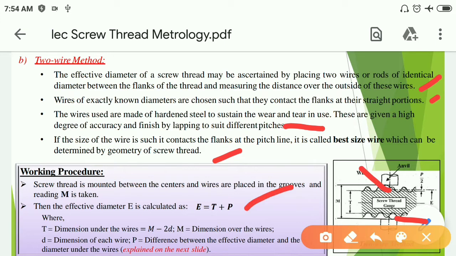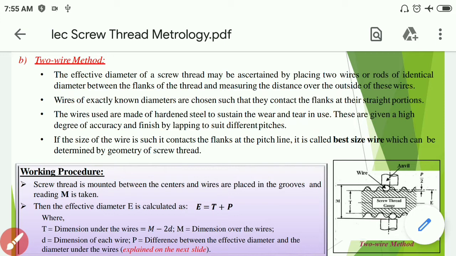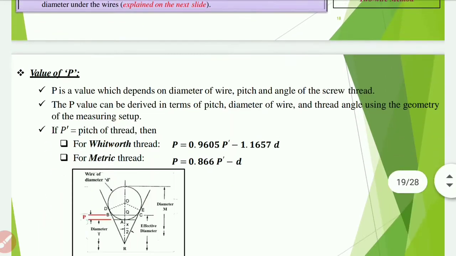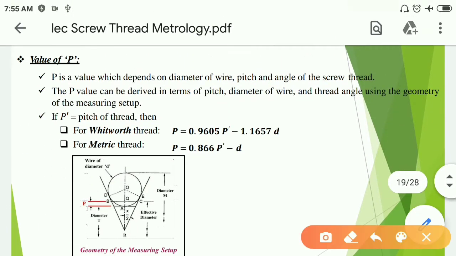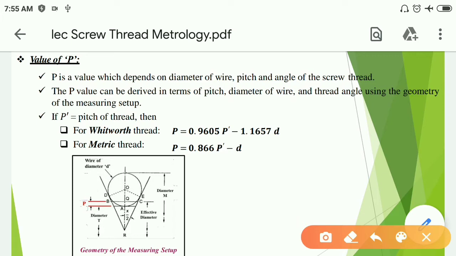T is the dimension under the wire, equal to M minus 2d, where M is the dimension over the wires. Small d is the dimension of each wire. P is the difference between the effective diameter and the diameter under the wires. We will understand the details of P. The value of P depends on the diameter of the wire, pitch and angle of the screw thread.